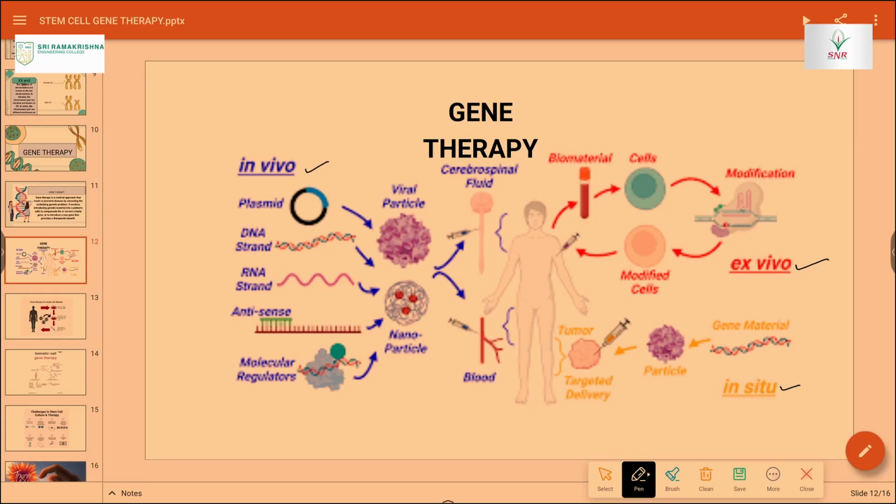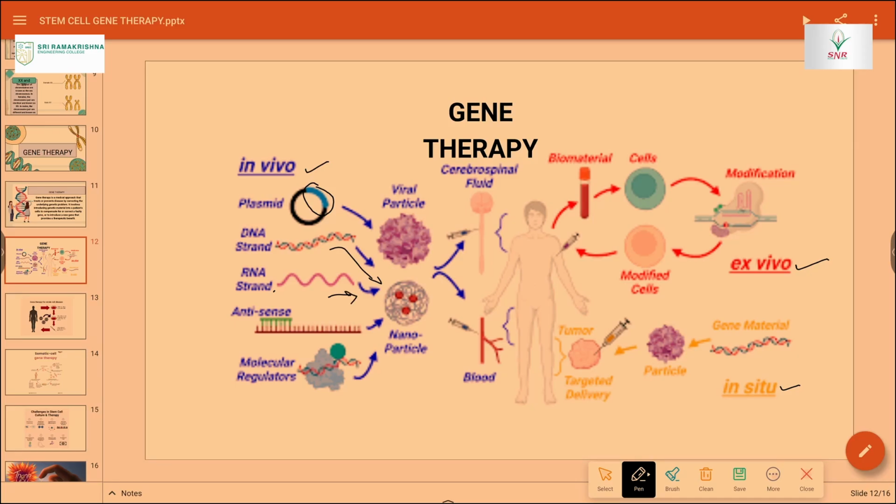So in the in vivo method, we introduce certain foreign genes or DNA or RNA, even some regulatory proteins can also be introduced into the patient's body, and then the gene of interest will go and integrate with the patient's DNA and give the new expression pattern. For this we can use certain plasmids. Plasmids are extrachromosomal matter which you can see in lower organisms like bacteria. You can introduce your gene of interest in the plasmid, or you can introduce the DNA strand directly to a particle, maybe a nanoparticle or any carrier. Or else you can introduce the RNA directly into this particle.